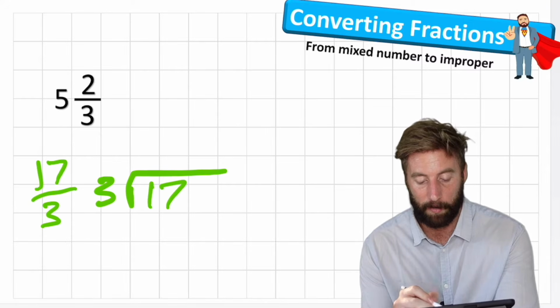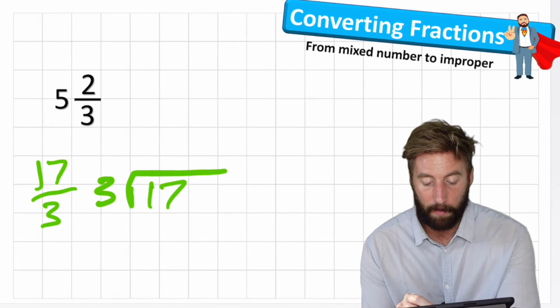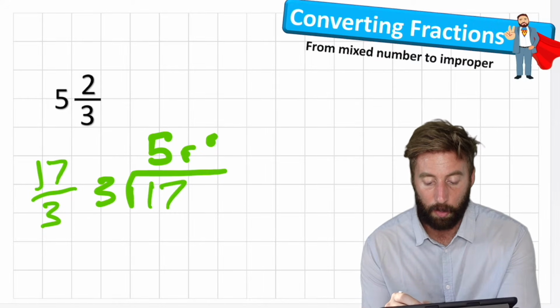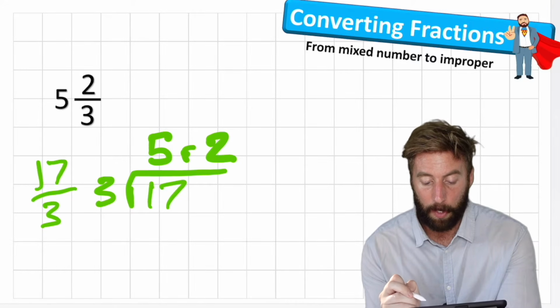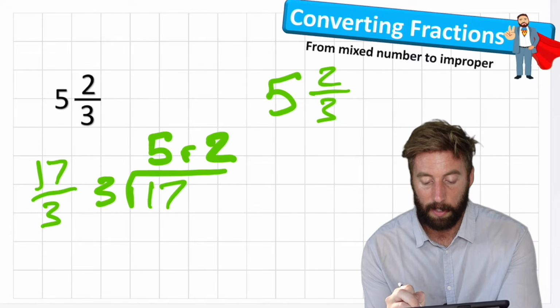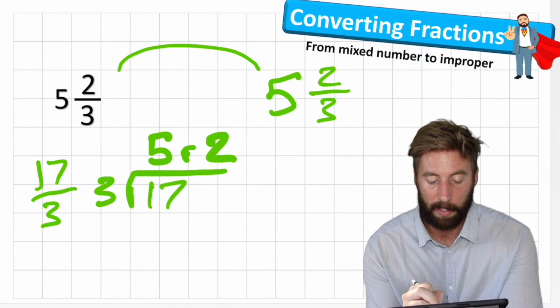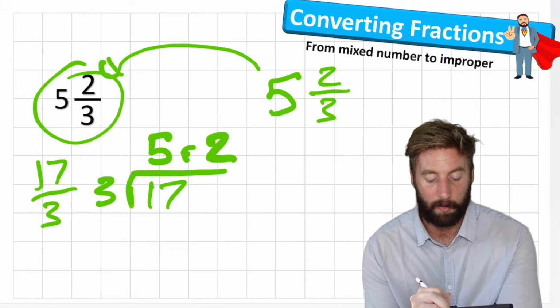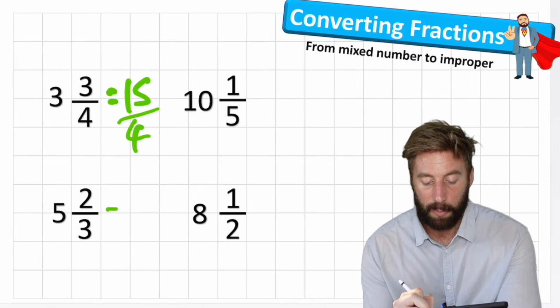So how many 3's are there in 17? Well, there's 5, remainder 2, so therefore my mixed number is going to be 5 2/3. Is that correct? Yes, it is. So we know this is right. So 5 2/3 is 17 thirds.